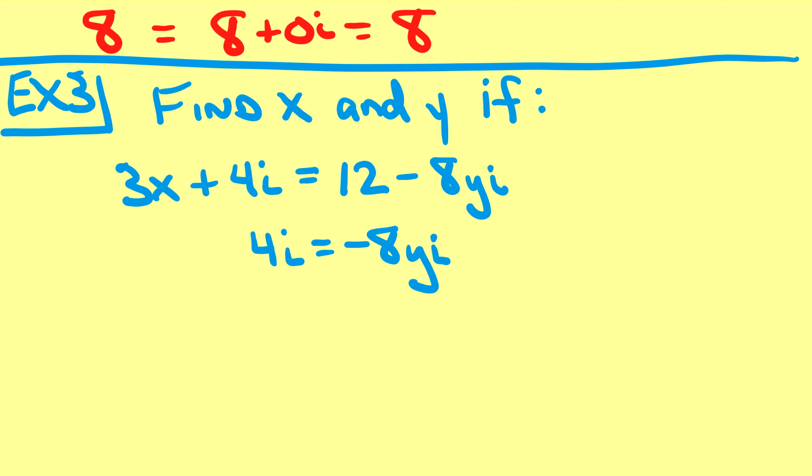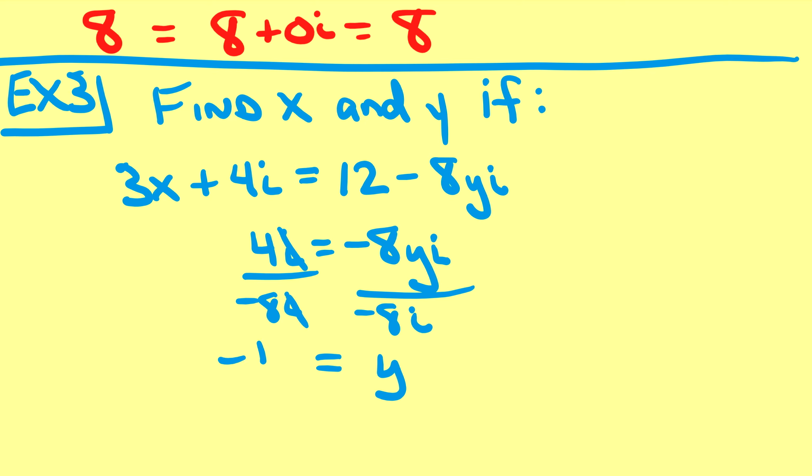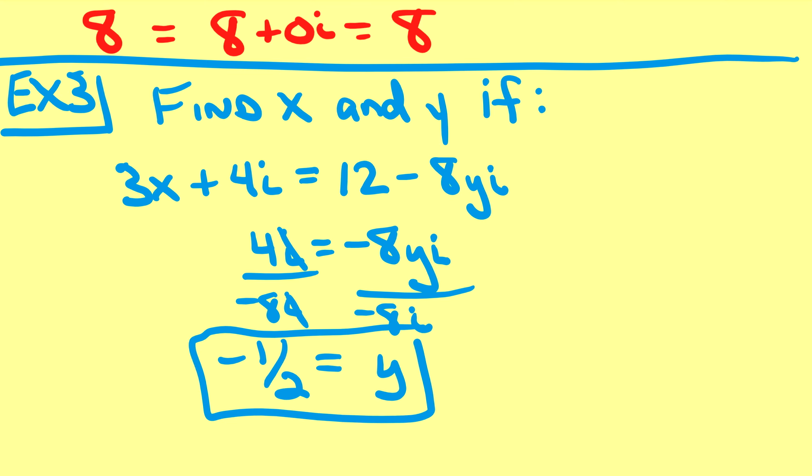I'm going to get y by itself, so I'm going to divide both sides by negative 8i. What I do to one side, I do to the other. So the right side is going to equal y, and on the left side the i's cancel, and I've got 4 over negative 8, which is the same as negative 1/2. So there's my value for y.